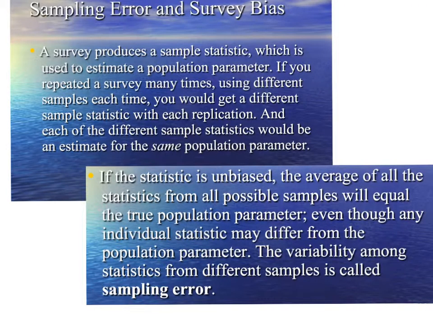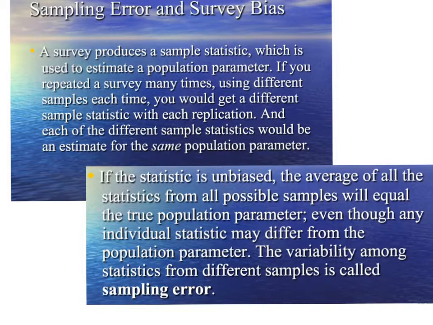A survey produces a sample statistic which is used to estimate a population parameter or a population statistic. If you repeated a survey many times using different samples each time, you would get a different sample statistic with each sample. And each of the different sample statistics would be an estimate for the same population parameter or statistic, even though you got a different one for each sample.